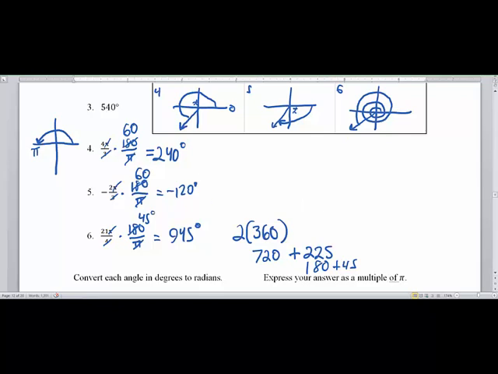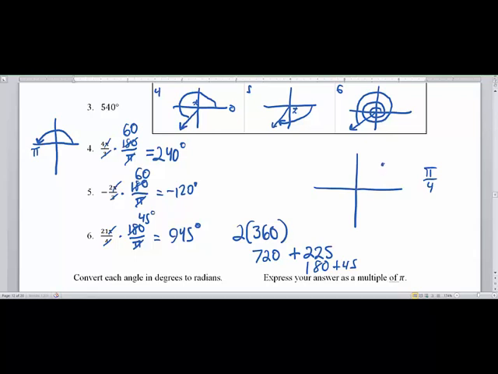Another way you could have done this problem without actually converting is to realize that pi over 4, so let's just look at just pi over 4. Pi over 4 is 45 degrees, or takes you about right here.